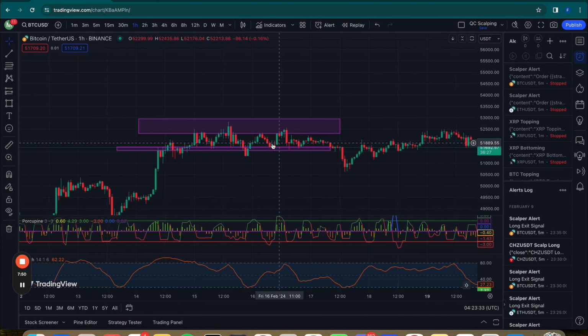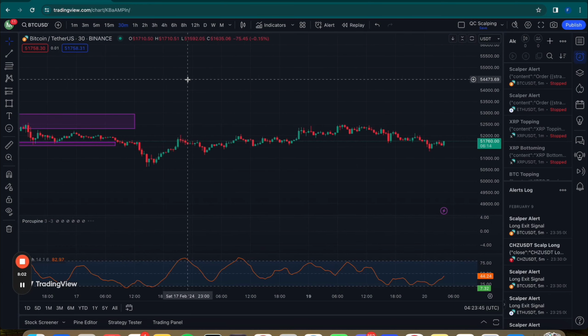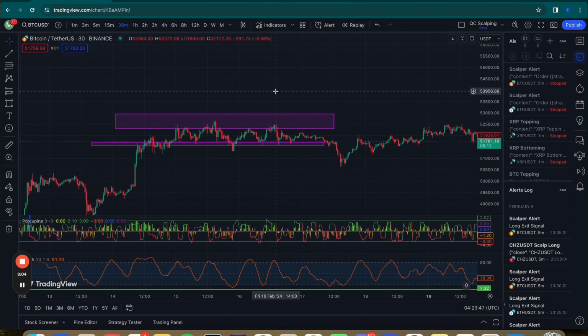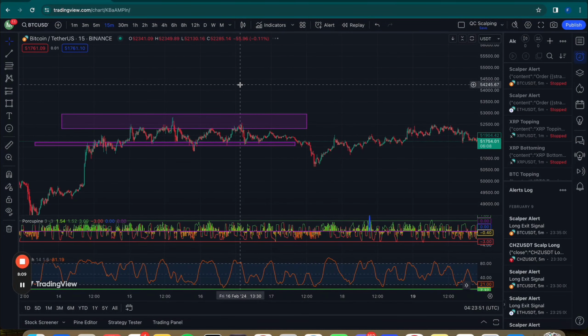So the logical thing would be, at the top of the range, to enter a short, because here we're topping out on the 1 hour, and if we go lower to the lower time frames, we would be topping out as well right here. So right here on the 15-minute we topped out. And why is this relevant? Why do we look at the 15 and 30-minute as well?